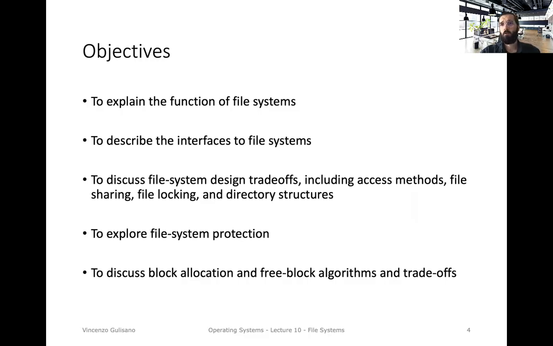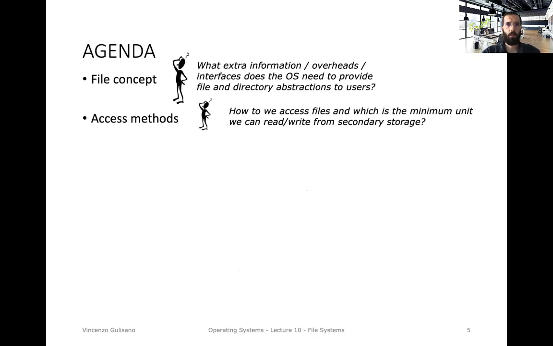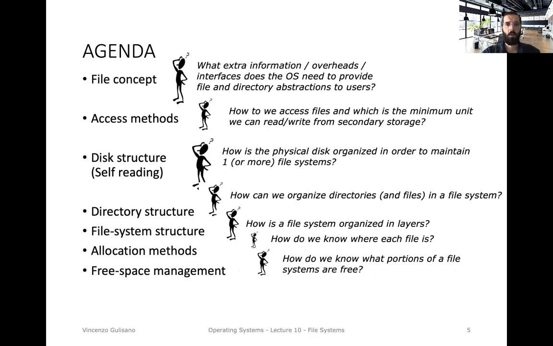We will discuss, of course, trade-offs, as always, when it comes to how we manage the file system, maintain the information, and so on. We will discuss protection mechanisms that are defined in the file system, and also different ways in which you can actually allocate the information on disk and also keep track of which parts of the disk are free if you have to write something new and which are already taken. So this is the agenda. Let's go one step at a time.